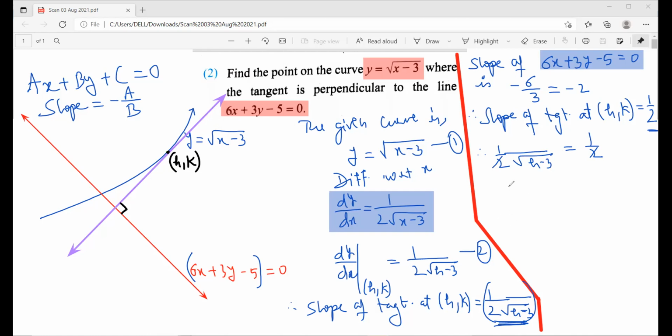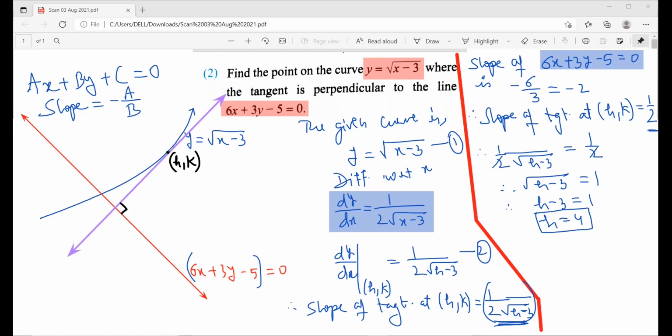You will get therefore root of h minus 3 equals to 1, and h minus 3 is also 1, squaring on both sides. So h equals to 4. What do you got? You got h as 4. Now see students, after getting h, what you will do? Look at this point. You have to get the value of k now.